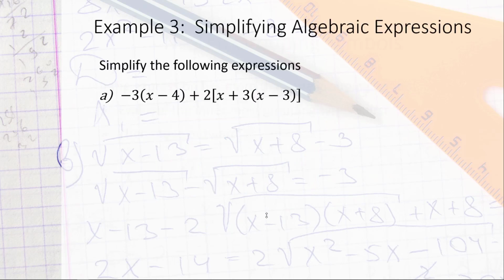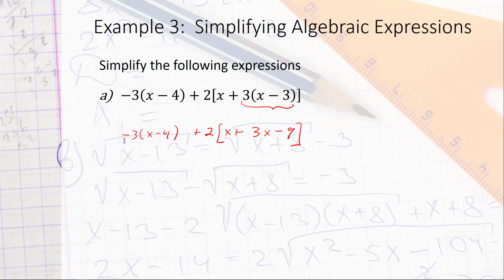So let's look at a couple of examples, and here is our first one. It is negative 3 times the quantity x minus 4 plus 2 times the quantity x plus 3 times the quantity x minus 3. Once again, we want to deal with this term first, and that would be 3x minus 9. Then we will have our x plus, all this is multiplied by 2, plus, and then we have negative 3 times the quantity x minus 4. Now we can go ahead and deal with the other two grouping symbols.